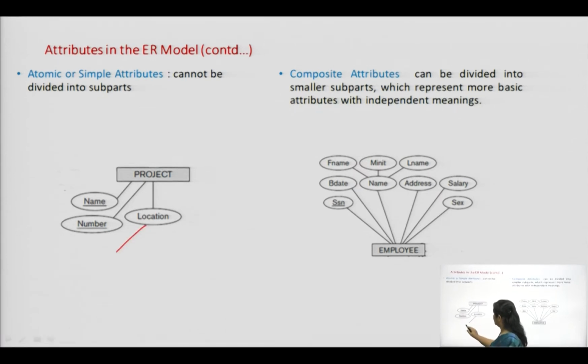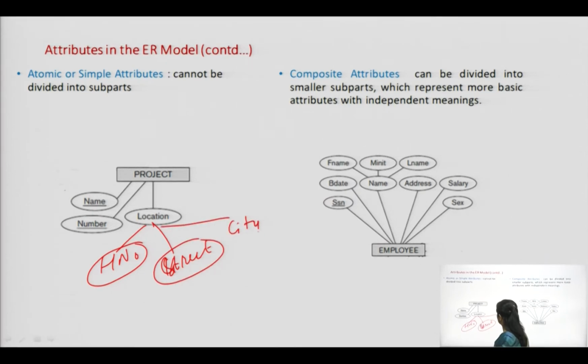I divide it into subparts saying house number, street and city. So, it no longer is a simple attribute because it has been divided into subparts. A simple attribute cannot be divided into subparts. It is an atomic attribute. So, we will not have any subparts over here.